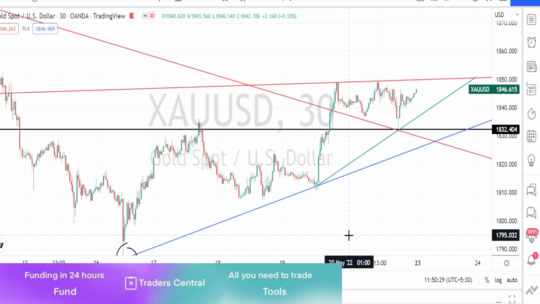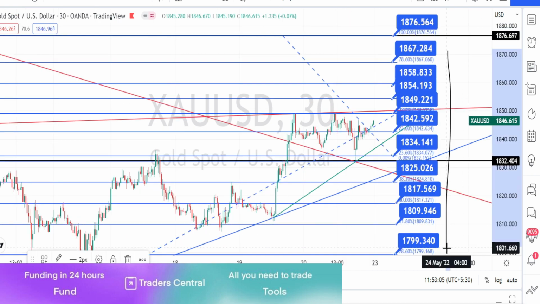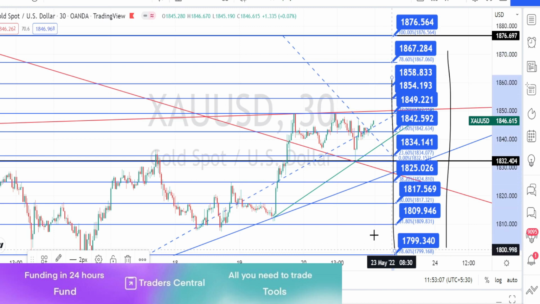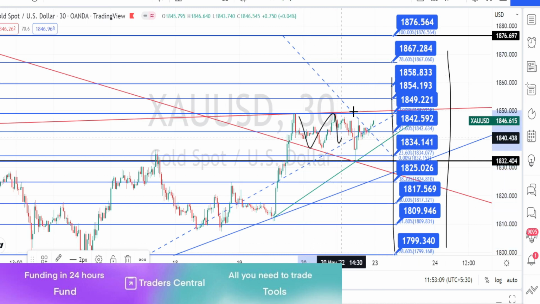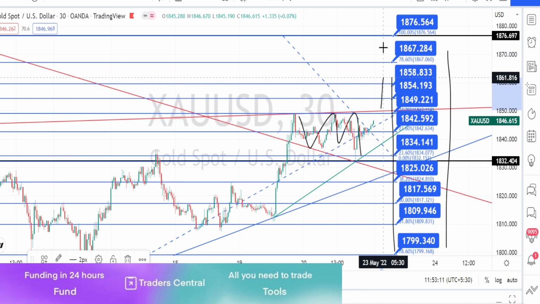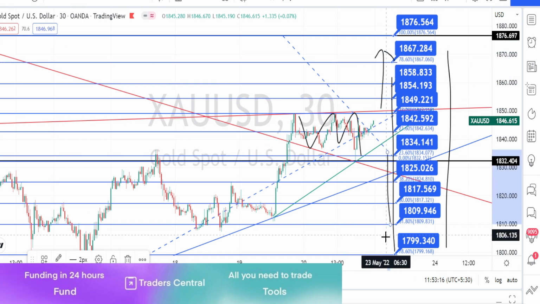Let us mark the support and resistance levels. So these are all the resistance and support levels for the 30 minutes time frame. Currently the price action is consolidating, so I have given the resistance levels on the bullish side also and the support levels on the bearish side also.